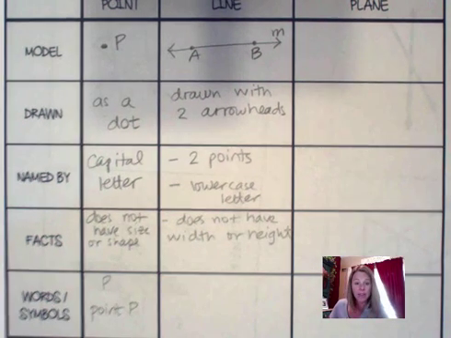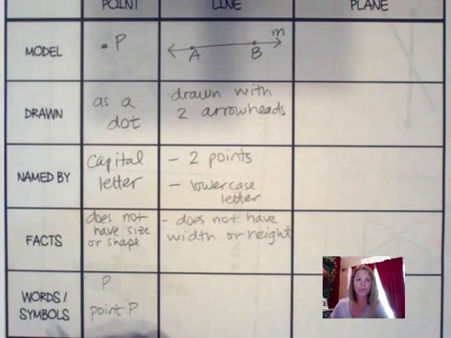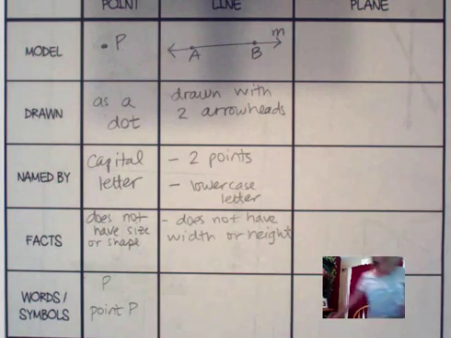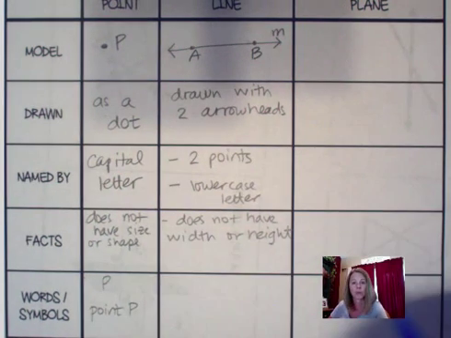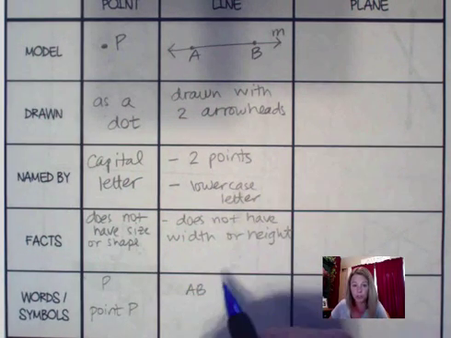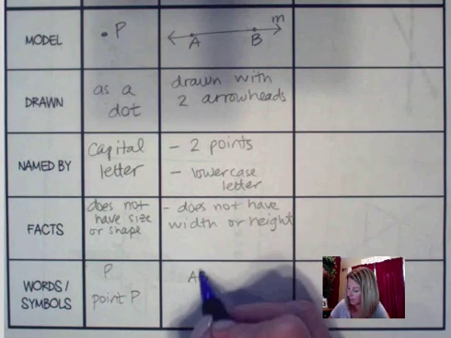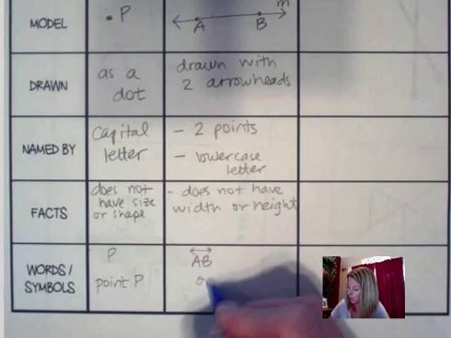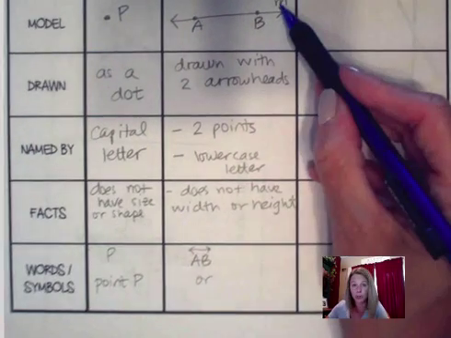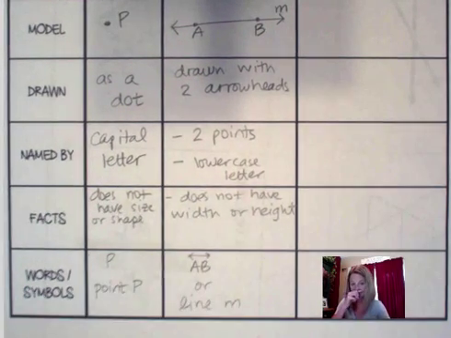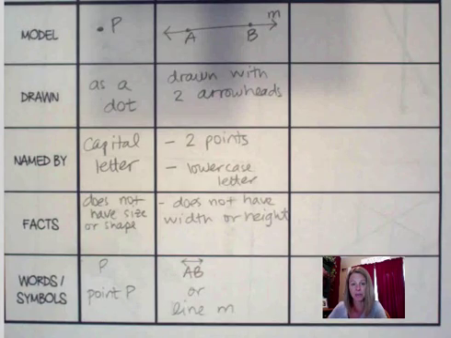Okay. And then words. We can name it with the 2 letters. So put your 2 capital letters, your 2 points, and then you want to actually draw a small line above it. Or we would name it with this lowercase m that we wrote, or line M. Okay, so those are the facts about a line.